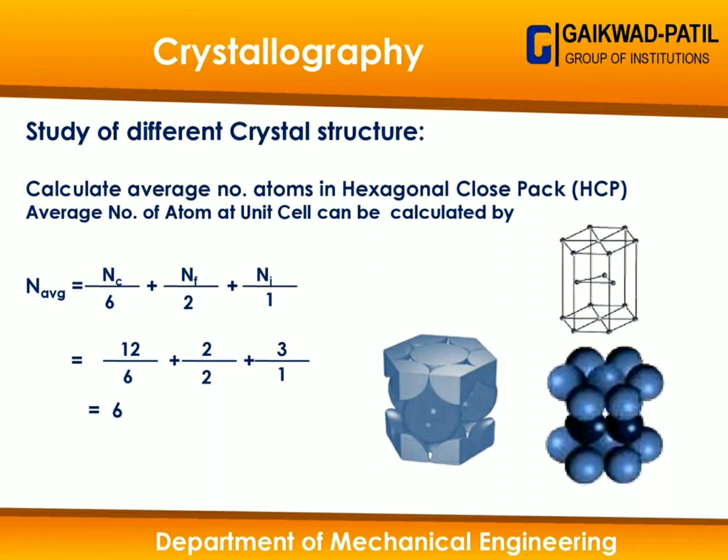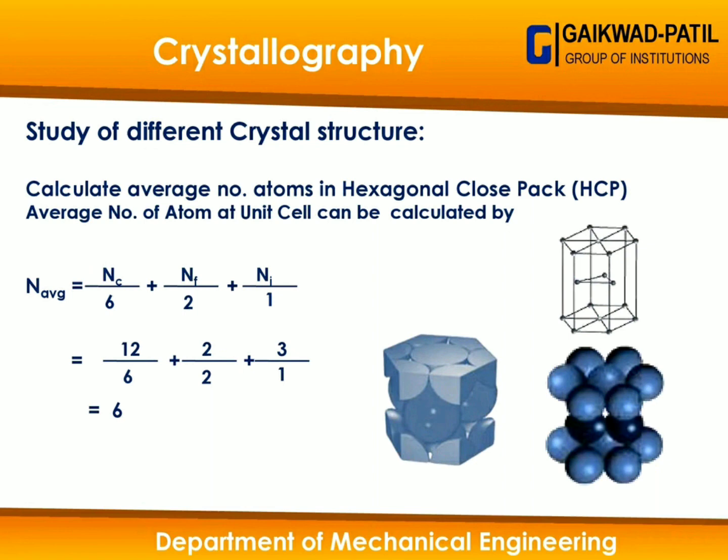Now put in the values for the hexagonal crystal structure. Corner atoms 12 divided by 6, plus face atoms 2, so put 2 in place of Nf, divided by 2. 3 atoms are occupied inside or interior of a hexagonal crystal structure, so put 3 in place of Ni, divided by 1, and we will get the value 6. So the average number of atoms occupied inside a hexagonal closed packed crystal structure is 6.